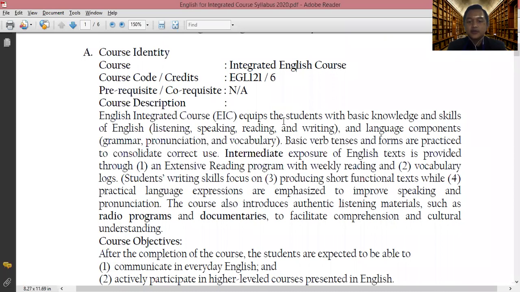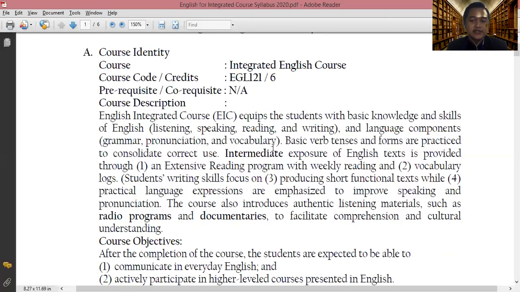And this course equips you with basic knowledge and skills of English, listening, speaking, reading, and writing, and language components, grammar, pronunciation, and vocabulary. Basic verb tenses and forms are practiced to consolidate correct use. Intermediate exposure of English texts is provided through first an extensive reading program with weekly reading. So you're asked to read extensively. It means that you are demanded to read literature like novels. Per week, you need to read about 50 pages. I will explain this later on.